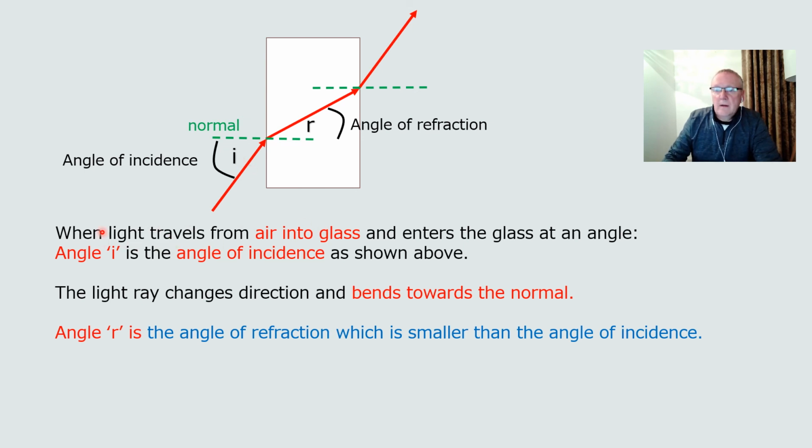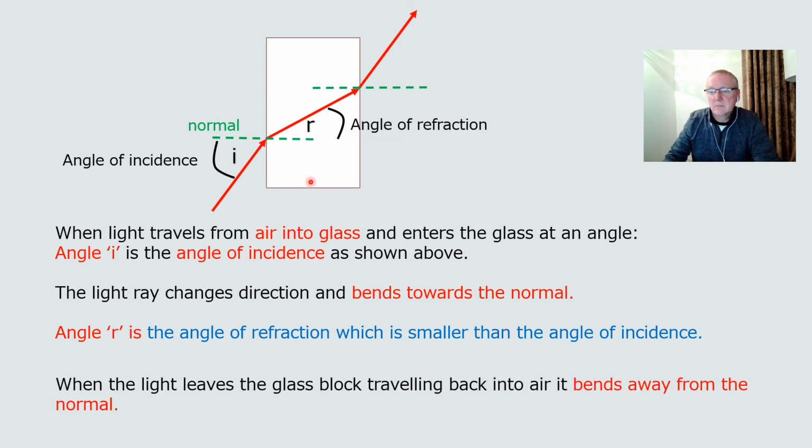So to summarize all that, when light travels from air into glass, it enters the glass at an angle. Angle I is the angle of incidence. And the light ray changes direction and it bends down towards the normal. So, to explain that again: if there was no glass block here, if you imagine this light ray carrying straight on, it would end up here somewhere, but what happens is it bends down towards the normal inside the glass block. And angle R is the angle of refraction, which going from less dense to more dense is always smaller than the angle of incidence.